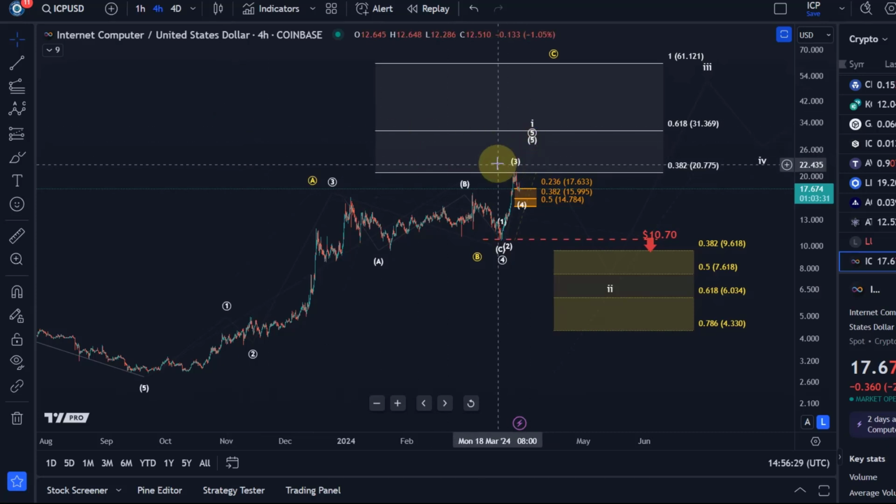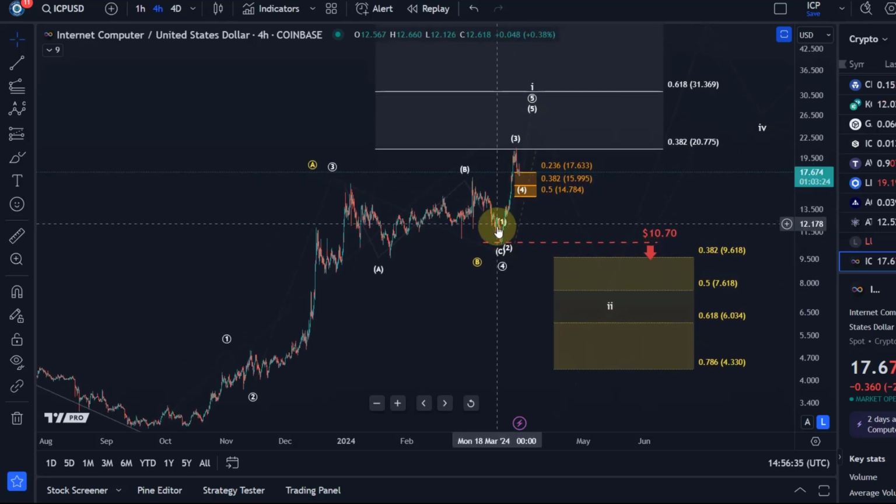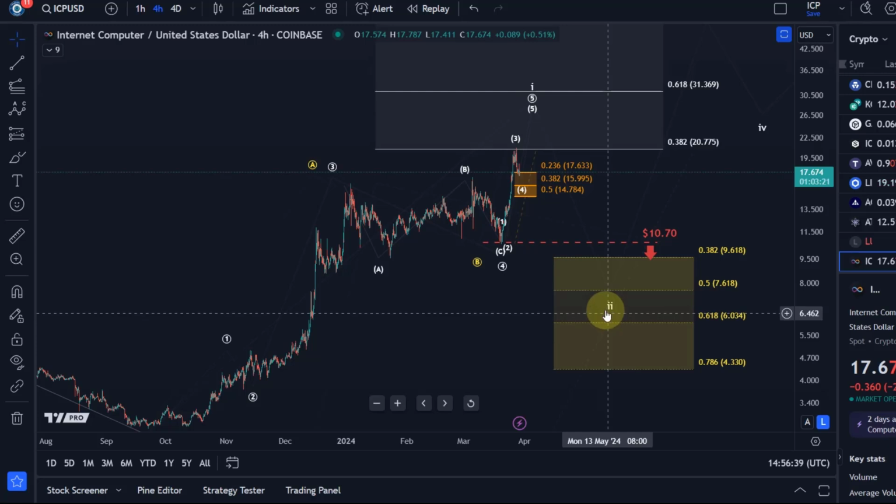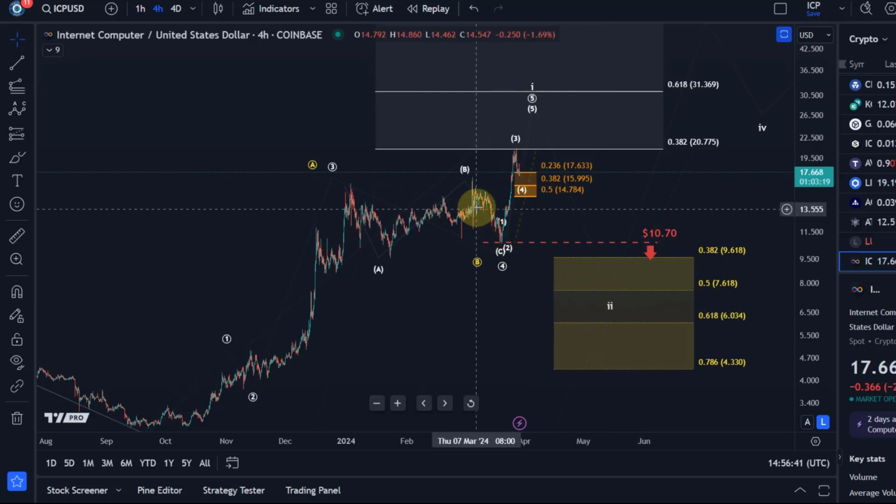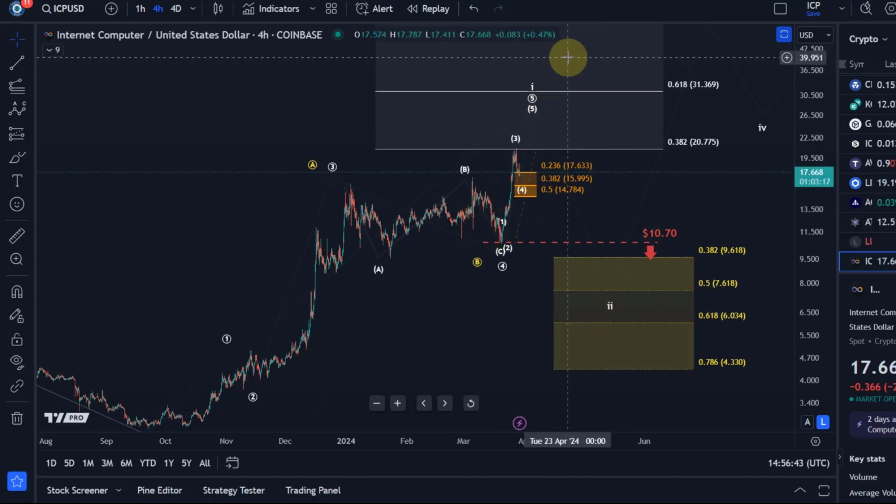How can we distinguish the two counts? As I said, if we see a break below 10.70, it would rather confirm the white count, because then we have 5 waves up complete, and the wave 2 pullback could be an entry opportunity. Or if it breaks above 31.36, that will clarify the chart, and we would be in this C wave in yellow. So I hope that gives you some clear parameters to watch.